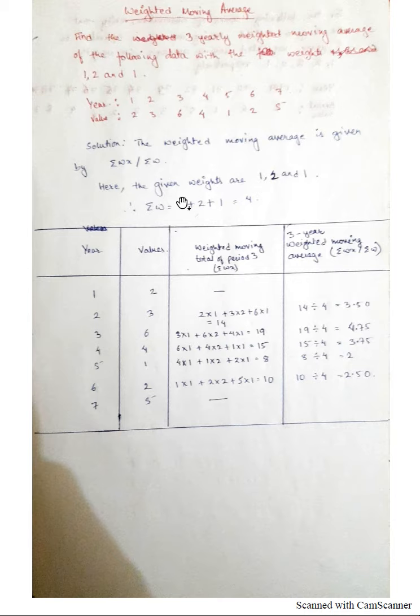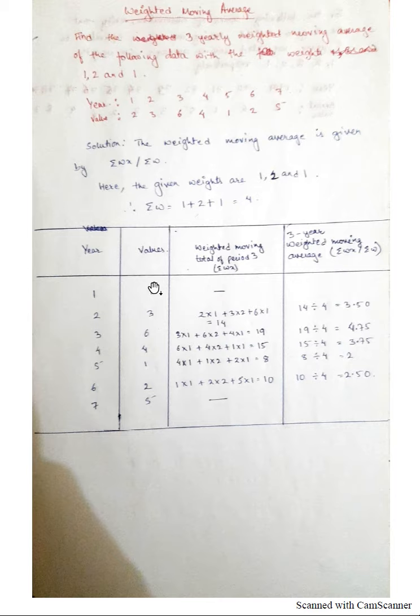Here what are the weights? 1, 2 and 1. Since nothing is above 2, we'll have nothing against 2 here. Since it is a 3-year moving average, our first value will be in the middle of these 3 numbers, that is here. So we will have nothing above it, so this will be blank.